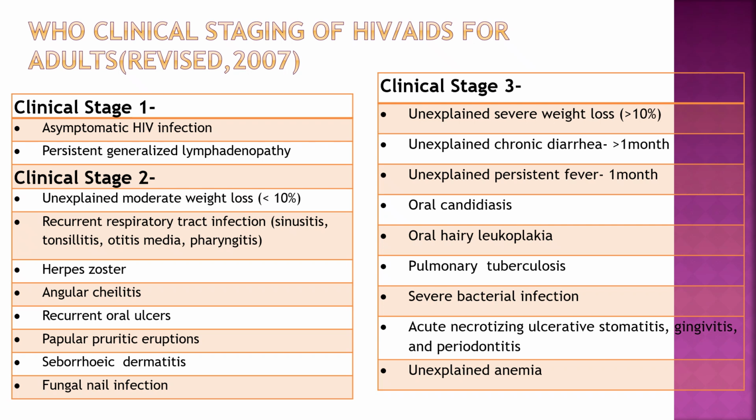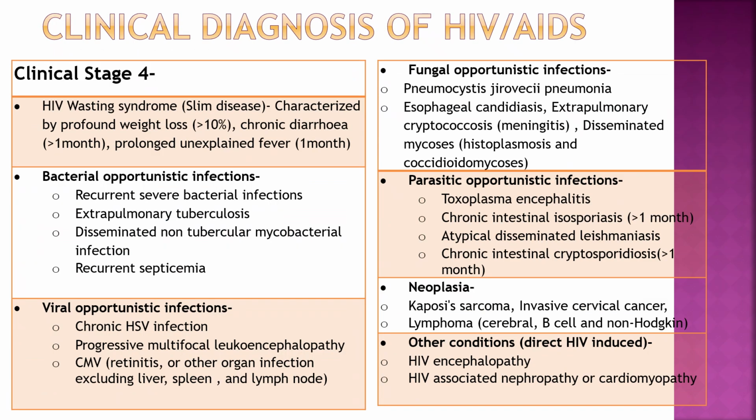Clinical stage 3: unexplained severe weight loss more than 10%, chronic diarrhea more than 1 month, persistent fever more than 1 month, and others like oral candidiasis, oral hairy leukoplakia, pulmonary tuberculosis, severe bacterial infection, acute necrotizing ulcerative stomatitis, gingivitis, periodontitis, unexplained anemia. Stage 4: HIV wasting syndrome, slim disease characterized by profound weight loss more than 10%, chronic diarrhea more than 1 month, prolonged unexplained fever more than 1 month.